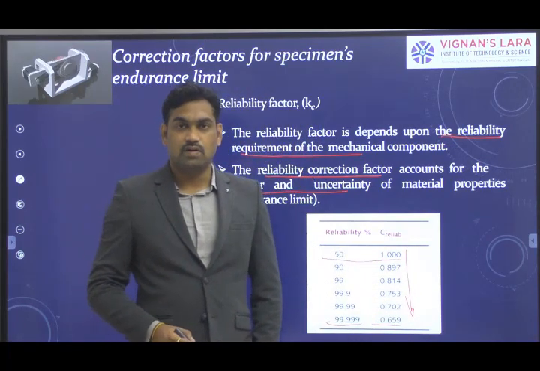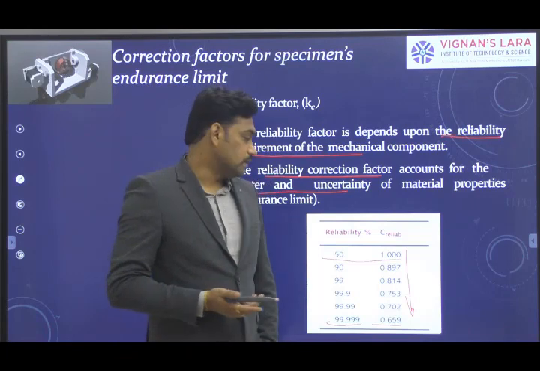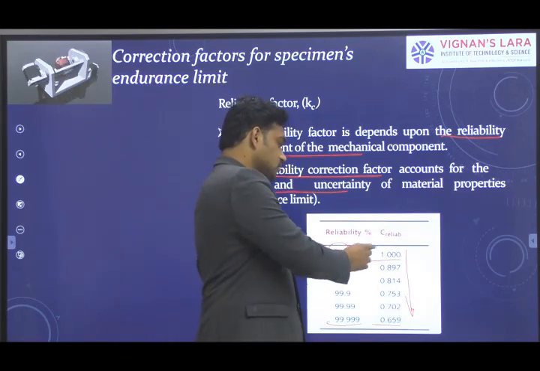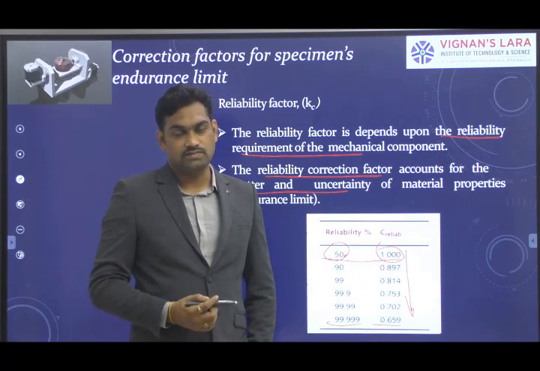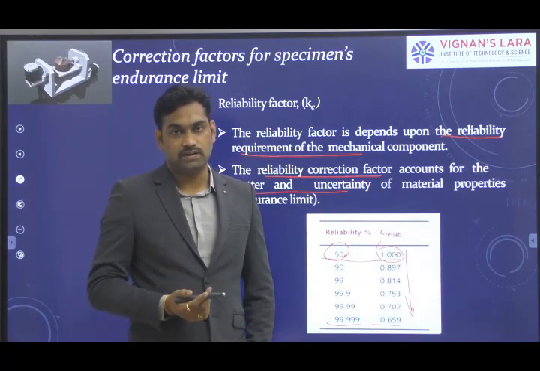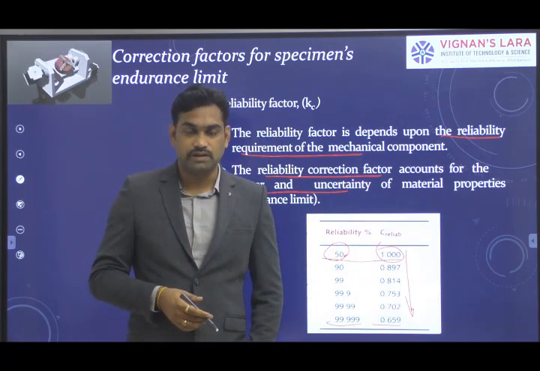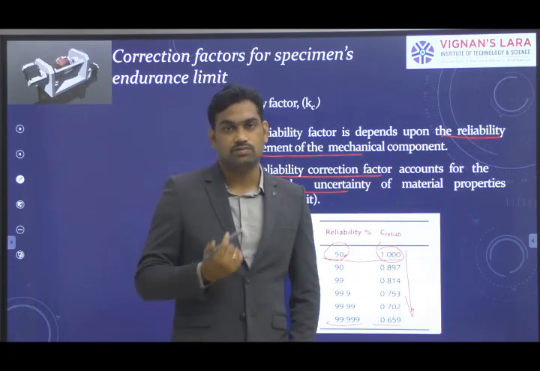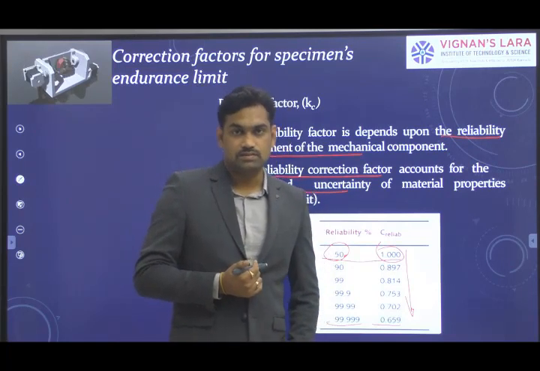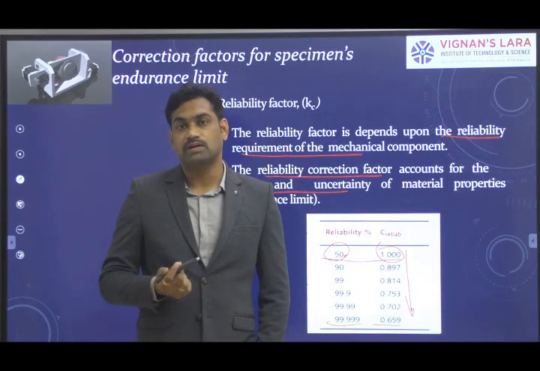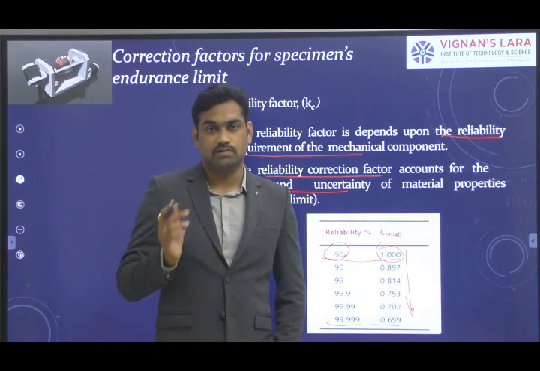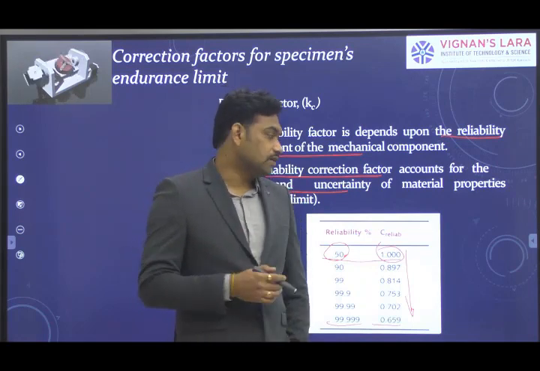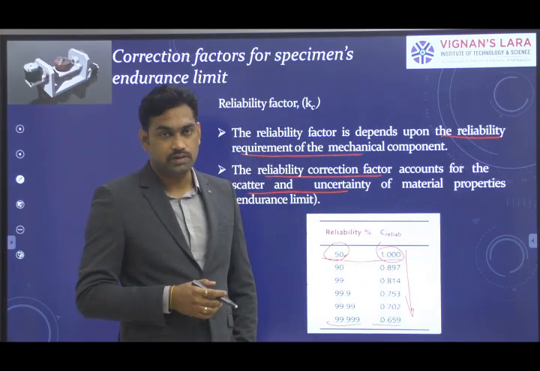So for the machine component, when we consider the reliability as 50%, you can take the reliability factor as 1. With the increase of the reliability percentage, the factor tends to decrease in order to suit our values. That is based upon the material properties, how the material is going to behave with respect to the actual working conditions of the machine component.